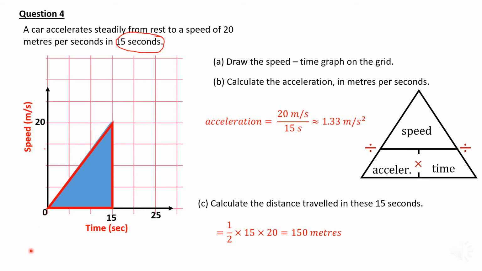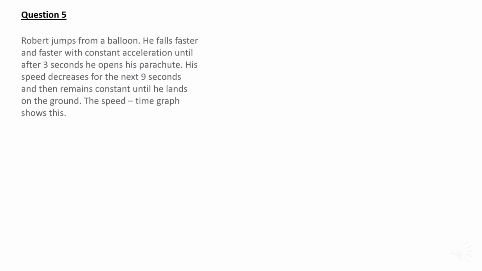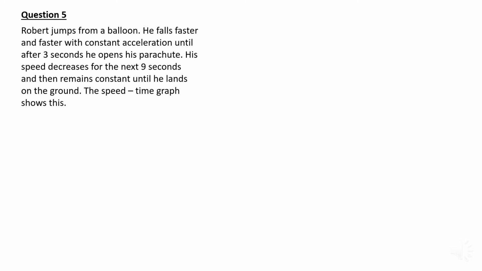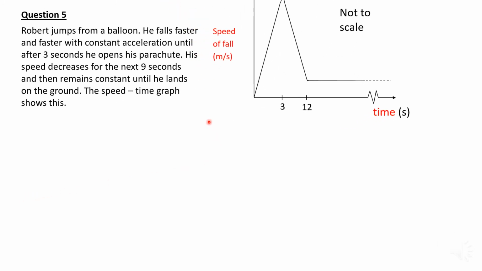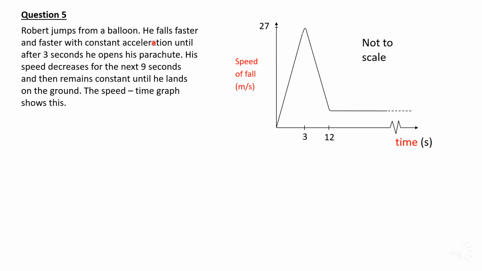So I'm going to do a fifth question on the same topic. Right, let's do question 5. So question 5, you must be very careful when you read this question. So it says that Robert jumps from a balloon. He falls faster and faster, and you can see here, the way the graph is drawn, it looks like something is going up, but this is an object that is falling, so he's jumping from a balloon. Okay, so it doesn't go up, it goes down.